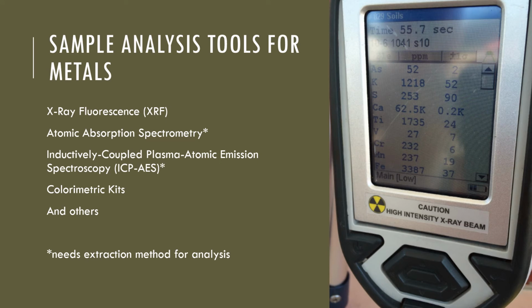Sample analysis tools for metals. We have the very common X-ray fluorescence or XRF tool that can be used to collect real-time measurements ex situ in the field, or in situ if we just want to collect measurements of the surface in place. Increasing in complexity, atomic absorption spectrometry or inductively coupled plasma atomic emission spectroscopy tools can be used in a field lab setup where we can collect these measurements directly in the field without sending to an off-site fixed lab. But we'll need to do some extraction of the soil for analysis. We can use less sophisticated colorimetric kits, and there are some others.